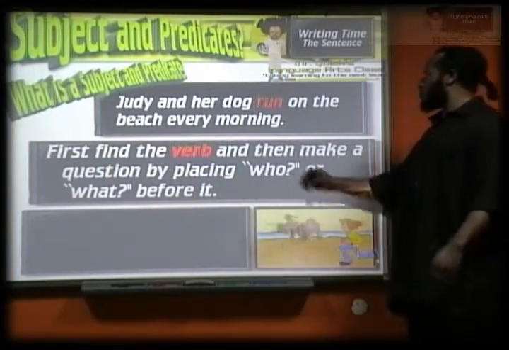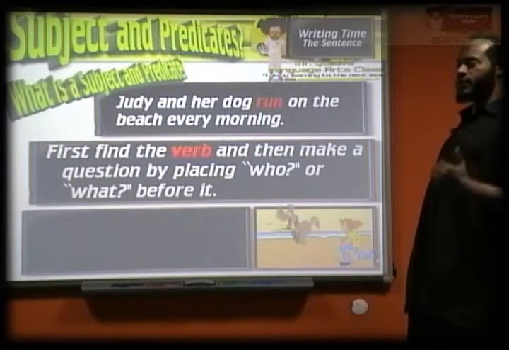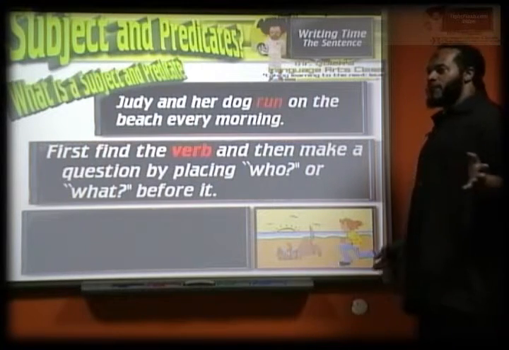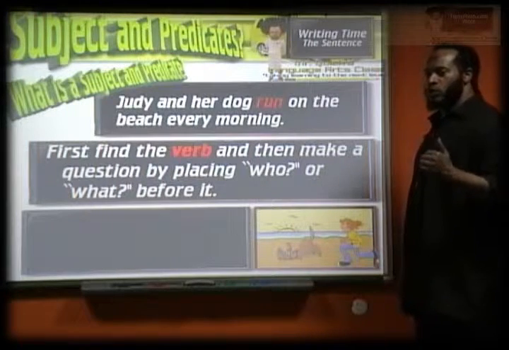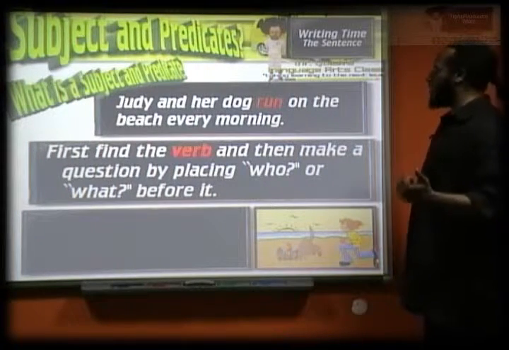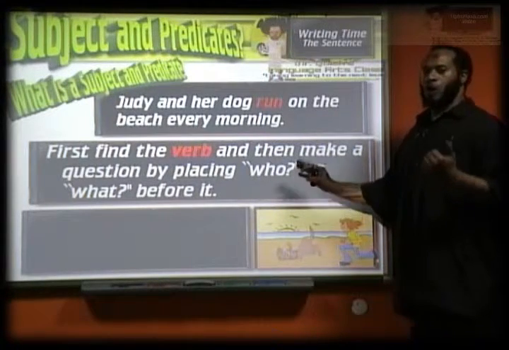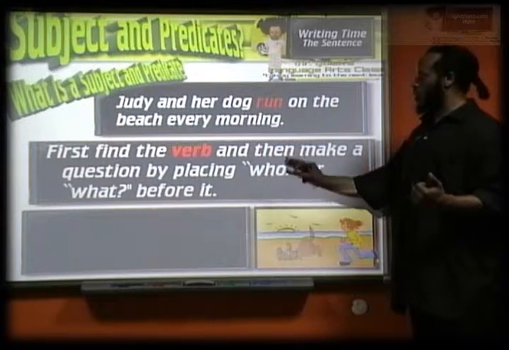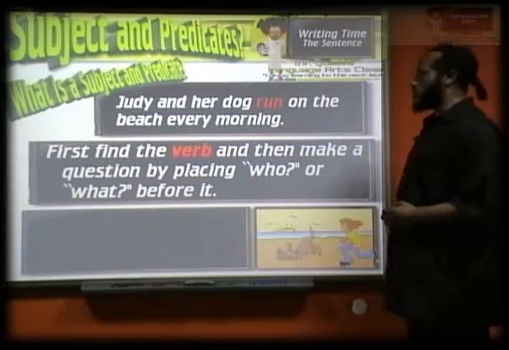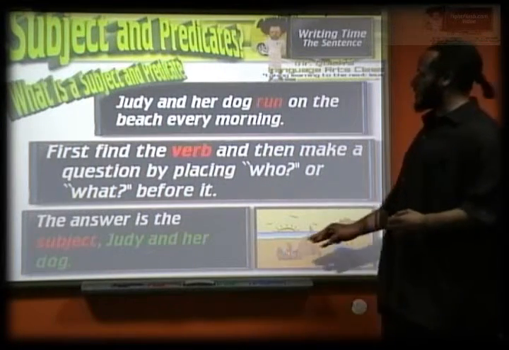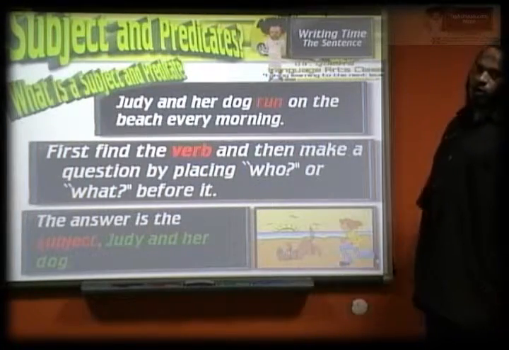Judy and her dog run on the beach every morning. First, find the verb. Usually, if you're trying to find out what the subject of the sentence is, the easiest way to do that is to find the verb. When you find the verb, usually what comes before it is going to be the subject. If you find the verb, all you have to do is ask who or what and look before it, and that's usually going to be where your subject is. The answer, in this case, as far as the subject is concerned, is Judy and her dog.